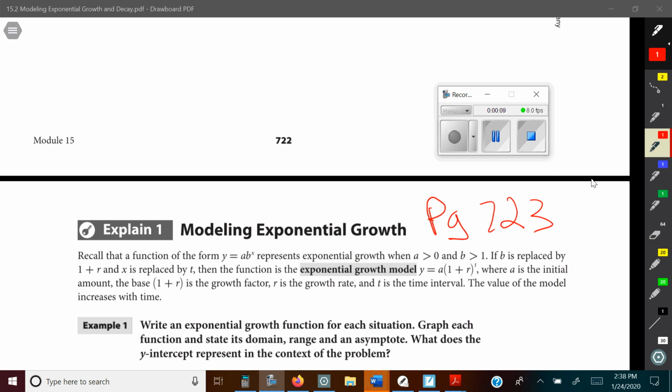So let's begin. In a previous video we talked about modeling exponential growth and decay. We talked about the two formulas that come with it: y equals a times (1 plus r) raised to t, and y equals a times (1 minus r) raised to the t for decay. What I want to do is show you how to take a word problem and interpret it, write the function, graph it, and describe what's going on with the graph. So let's take a look at an example.